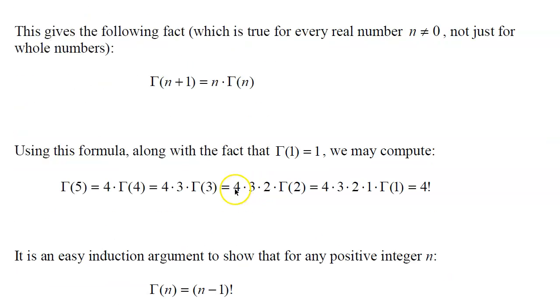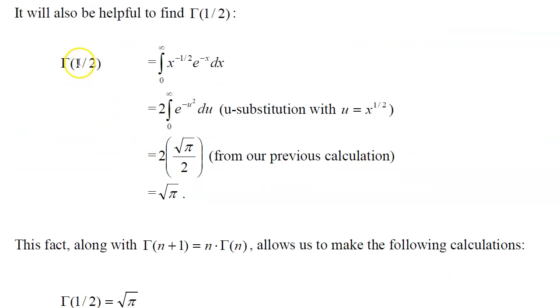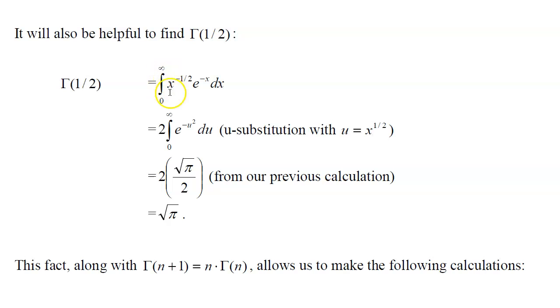So let's go down and find it here. Gamma of 1/2 is the integral from 0 to infinity of x to the minus 1/2, and again, that comes from taking 1/2 and subtracting 1, which is negative 1/2, times e to the negative x dx. Now it turns out you can do a u substitution with u equals x to the positive 1/2. It's kind of crazy to work this out, but I challenge you to do this.